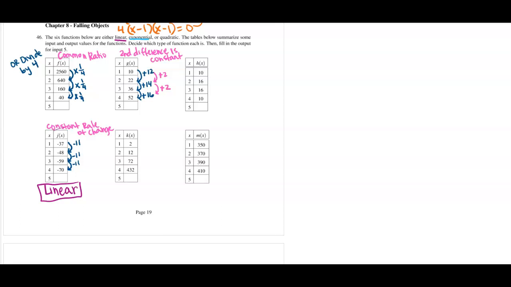The common ratio or the second difference is constant. Okay, Rebecca says the first one, and that's correct. When you have a common ratio, we also talked about it as a constant percent, right? That's going to be exponential. And that means that we have quadratic. Yeah, so remember when the second difference is constant, that's going to be quadratic.